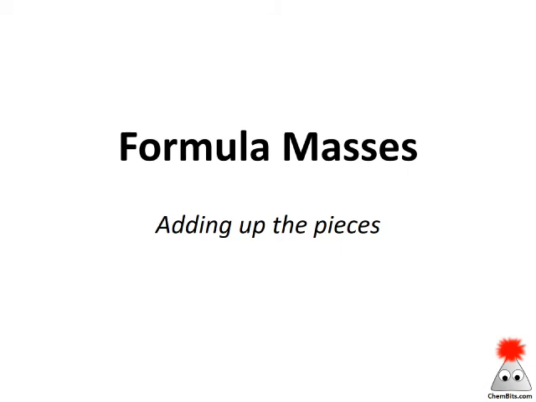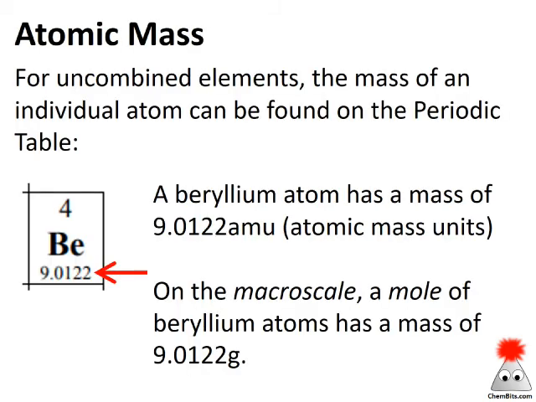Formula masses show up in just about every type of chemistry problem we're going to encounter. So let's take a quick look at formula masses and how to calculate them. First of all, let's just revisit atomic masses. When we're just dealing with an atomic species, it's pretty simple. We can just find it on the periodic table and look up that atomic mass.